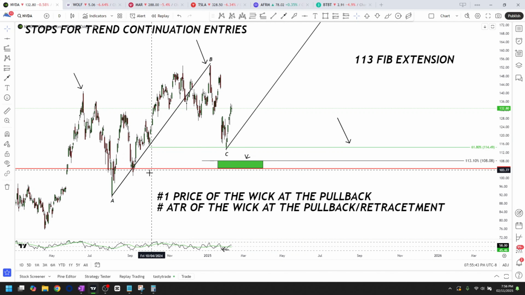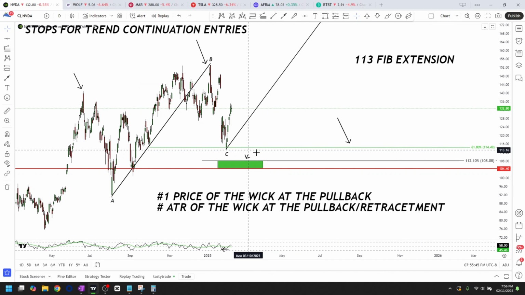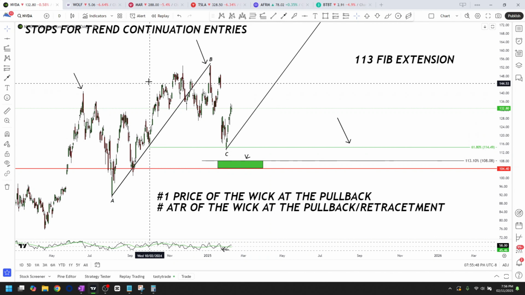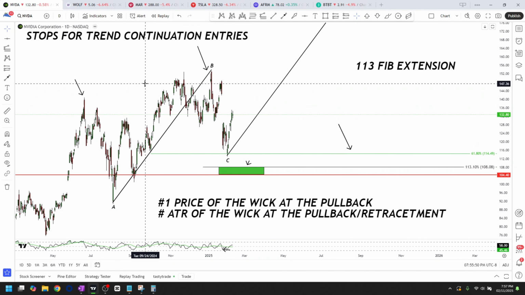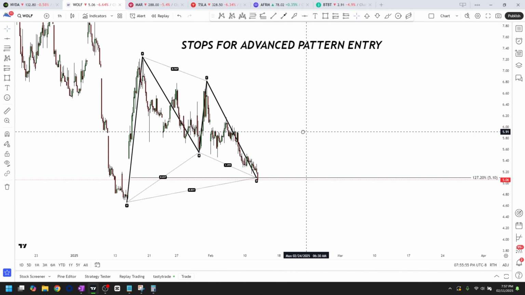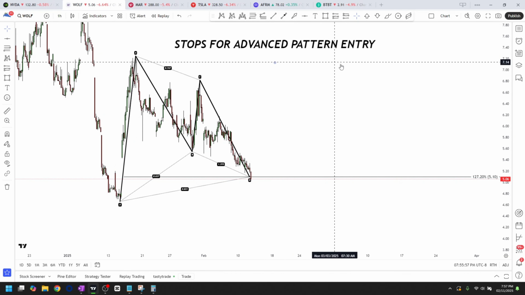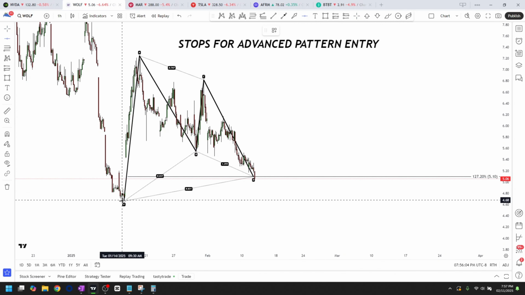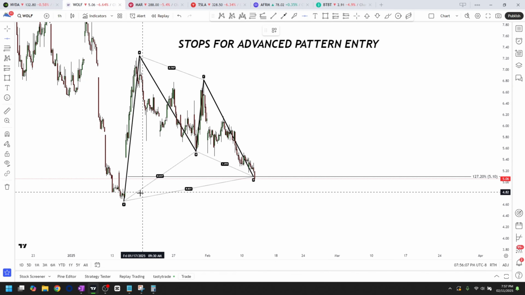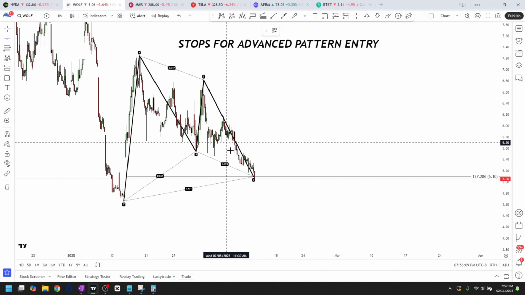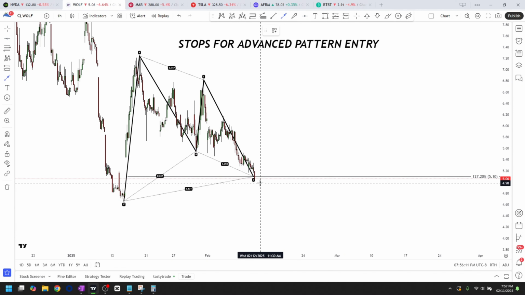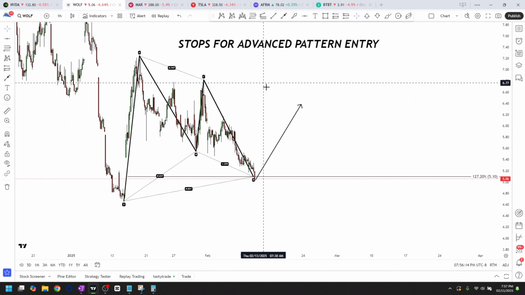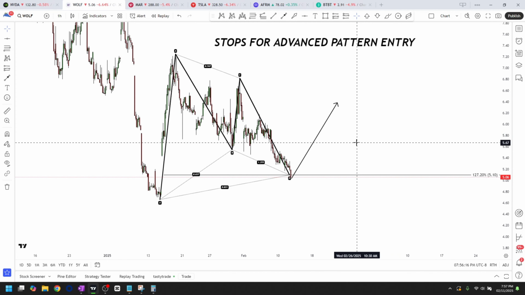So I wanted to show an example of what it would look like using ATR and the 113 on trend continuation, or what they like to call pullback entries. And then I also want to show what that would look like for stops on advanced patterns. Okay. So the advanced pattern is a little bit different because your stops need to be under X. It's a little bit different than a pullback, even though we kind of are trading a pullback. We're countering the market. So it's kind of like the same thing. We're countering. So the advanced patterns are counter trend trading opportunities.